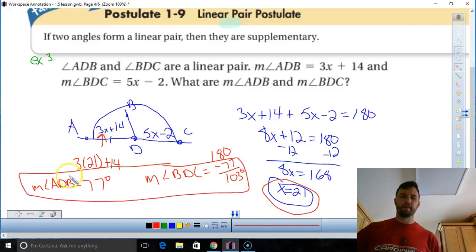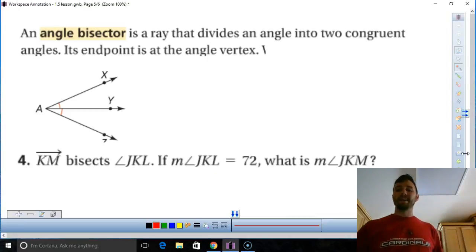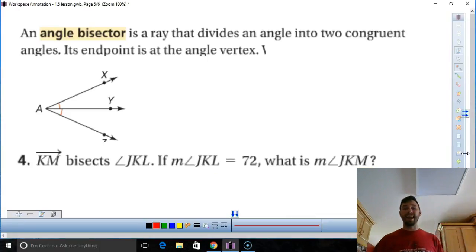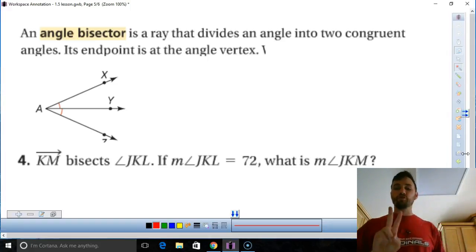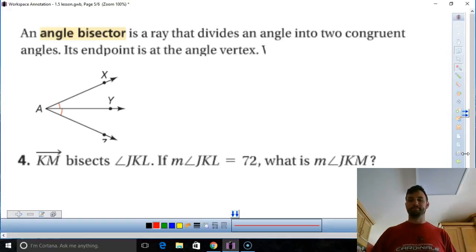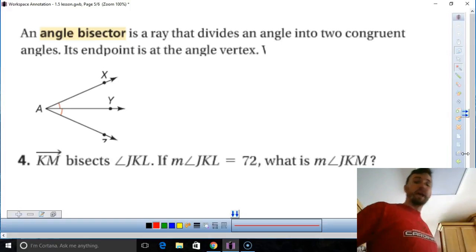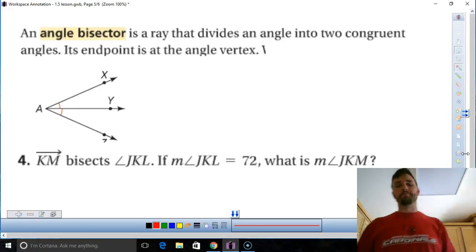Alright, here we go, last slide. Angle bisector is the same as a segment bisector, it just cuts an angle in half. Whenever you see bisector, it means cuts into two equal pieces. Alright? For an art ticket, when the magician cuts a lady in half, or an assistant in half, is that actually bisecting that person? Yes or no, and why?